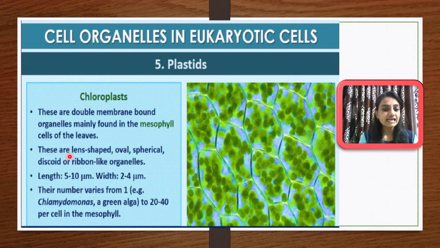These are lens shaped, oval, spherical, discoid, ribbon like organelles. These types of shapes you can find. Different types of cells have different types of chloroplast. The length may be 5 to 10 micrometer, and the width may be 2 to 4 micrometer. The number varies: some cells may have 1 chloroplast, and some cells may have 20 to 40, depending on the type of cell. An example in which one chloroplast is found is Chlamydomonas, a green alga, and 20 to 40 per cell are found in the mesophyll tissue.